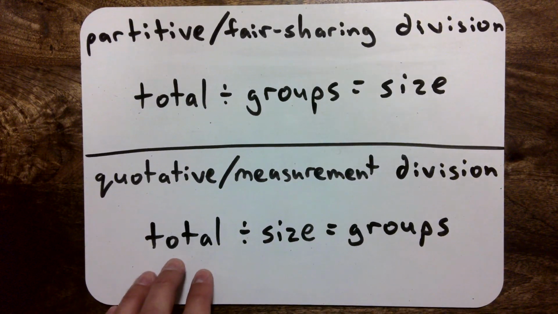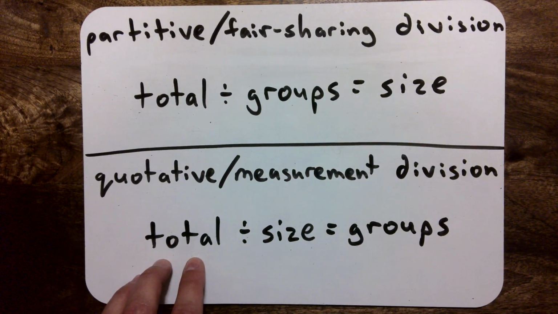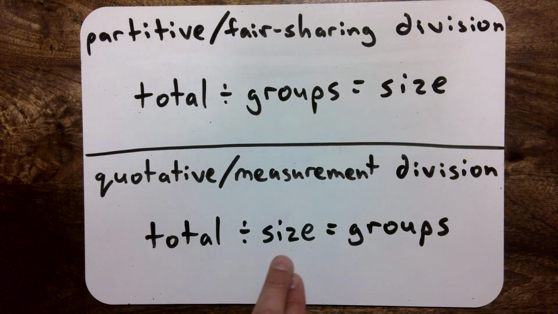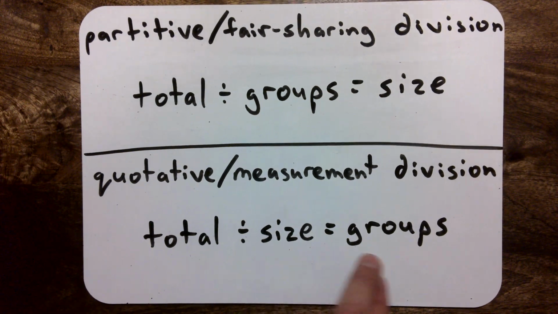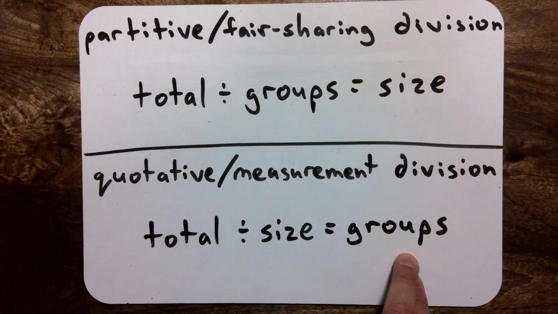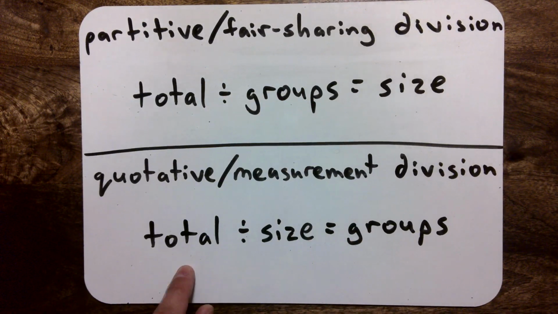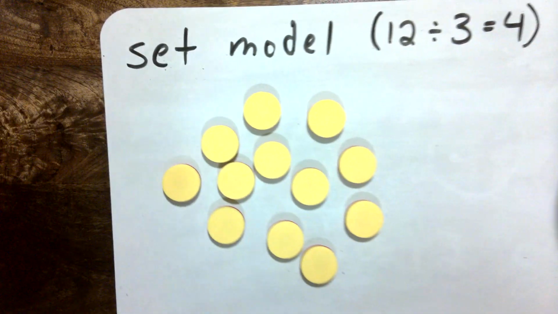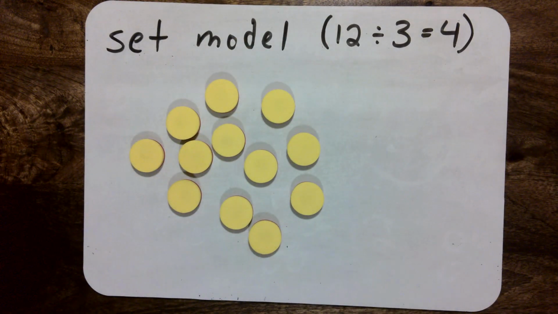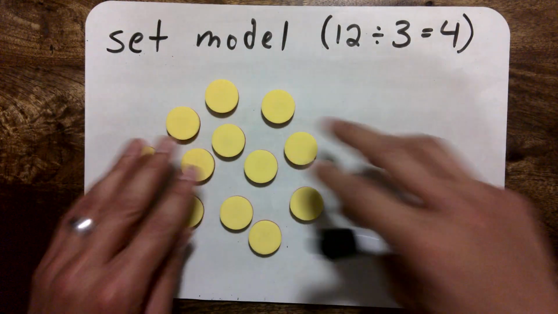So our dividend, or that first number, is still our total amount. And then our divisor is telling us the size of each group, and we want to find out how many groups with that size can be made from that total amount. Okay, so we'll go through the same model types, showing this for the measurement division. So we're going to start with the set model. We're going to use the same problems all throughout, just so we can see the difference too.